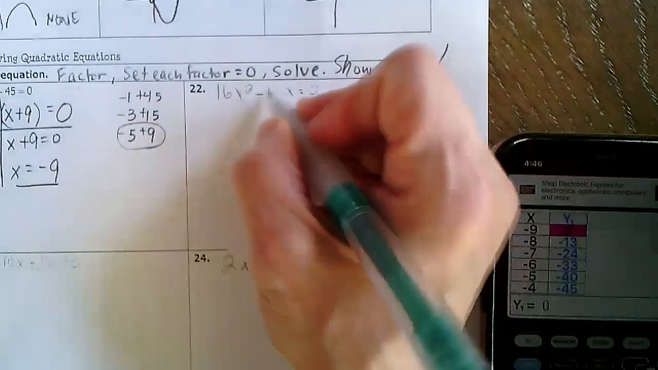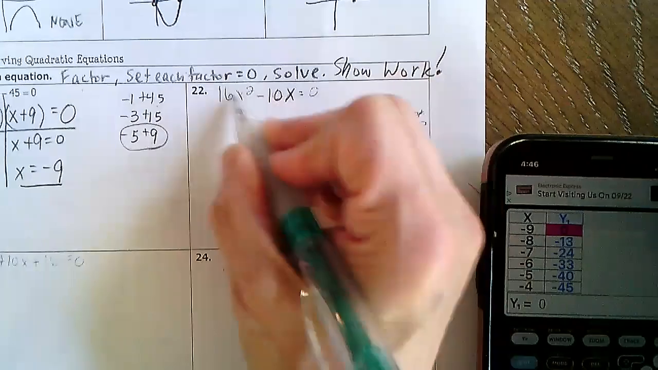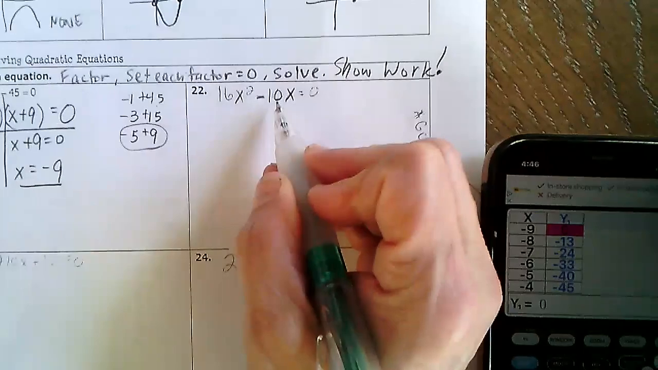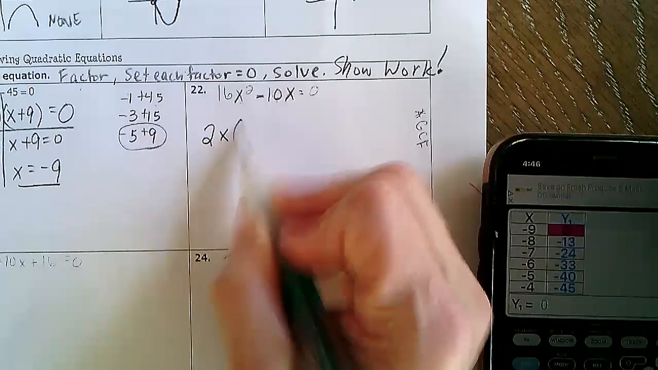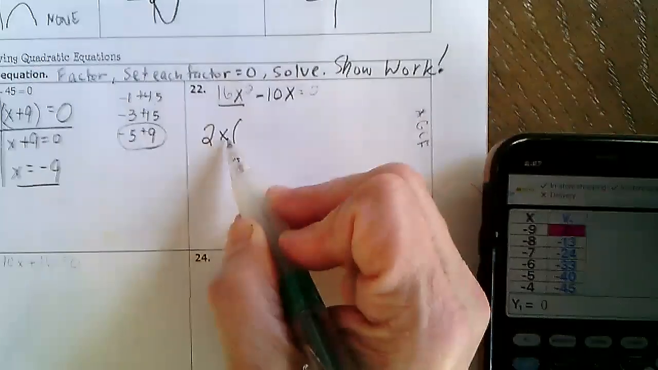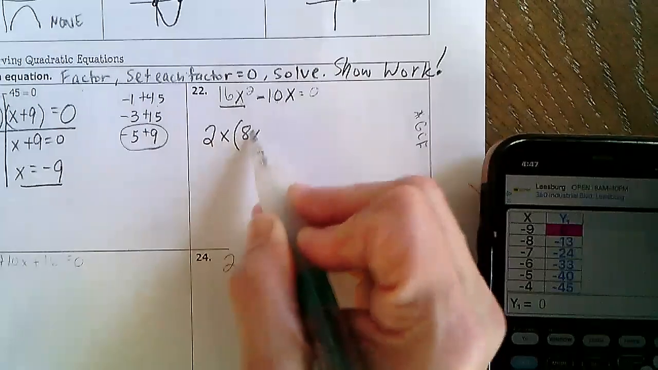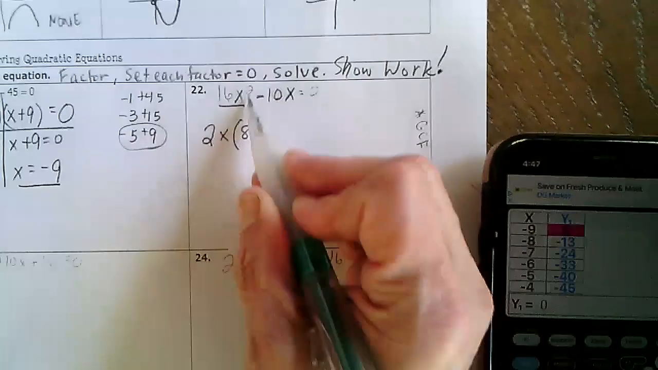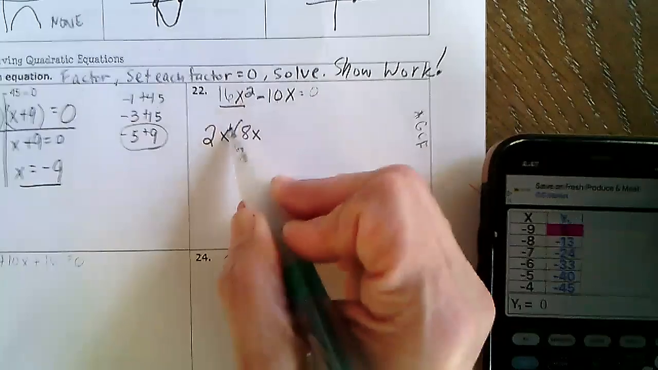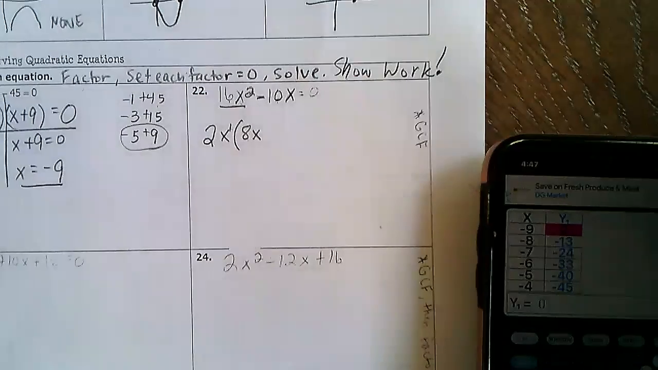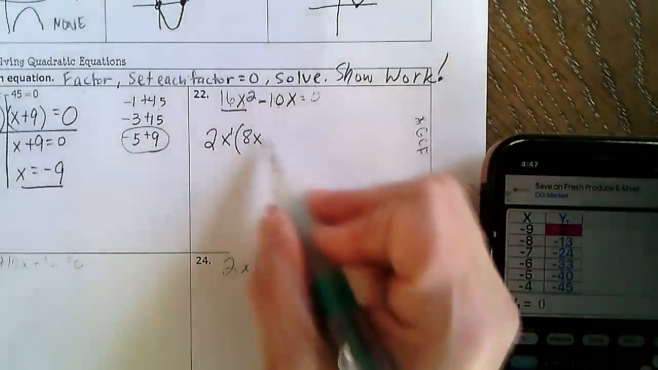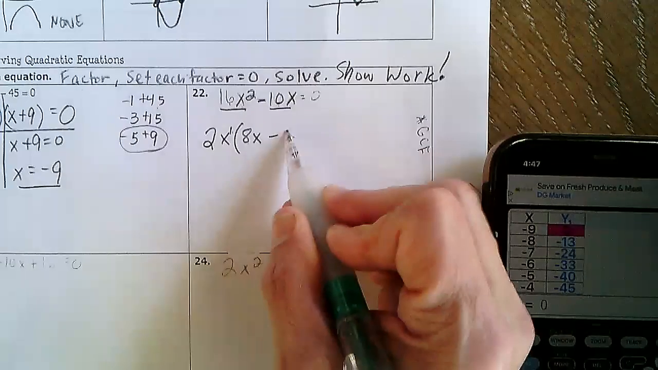All right, this one didn't run off good. 16x squared minus 10x equals 0. So take out my greatest common factor of 16 and 10, which is 2. And then they both have an x. So I divide that by 2x, and I get 8x. 16 divided by 2 is 8, and x to the second divided by x to the first is just x. Sorry, I don't know why it's having to do that focus thing there. All right, and then divide that by 2x, and I get negative 5.